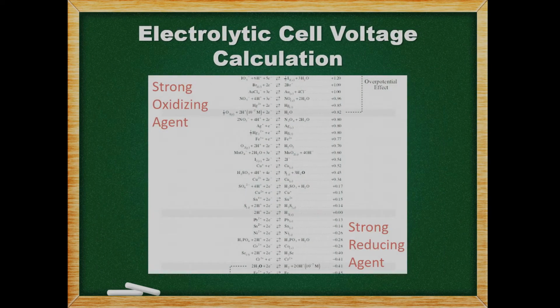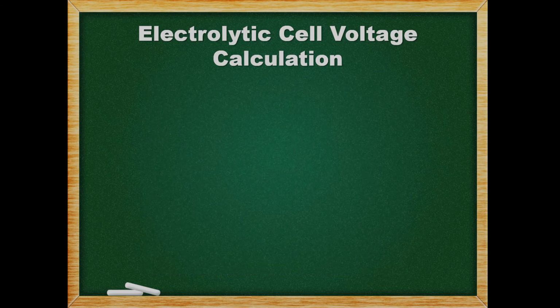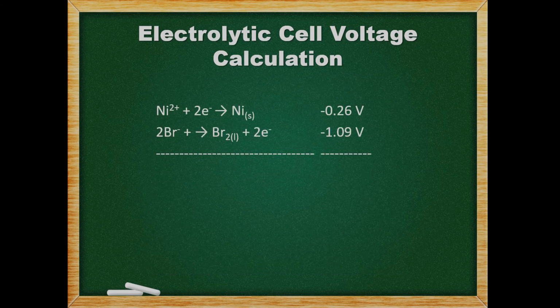Let's try calculating the voltage required to run a nickel bromide cell. To identify the half reactions occurring, we must once again turn to the SRP table. We identify all the reducing agents and oxidizing agents in our cell, which includes water. Bromide is the strongest reducing agent due to the overpotential of water. The nickel ions are the strongest oxidizing agent. We then add the correct half reactions and their potentials together to give us the overall reaction. From this we can determine the voltage required for the electrolytic cell.